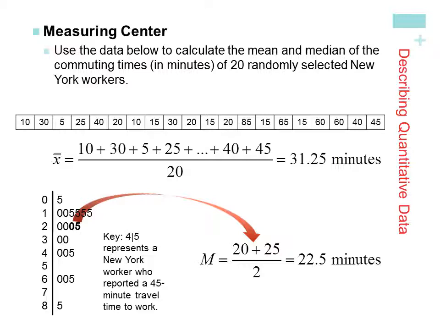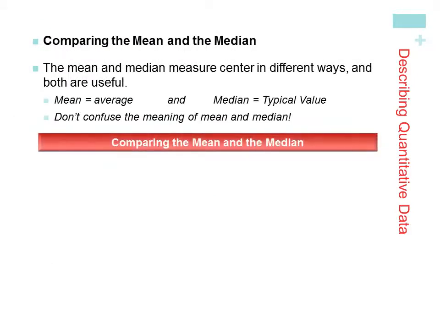These differ by about 10 minutes. That's a lot of time when we're talking about the measure of center. So which one of these two is going to give us a better measure of center? Okay, so the mean and the median both measure the center, but in different ways. Both are useful. We just have to decide for our given situation which one's more useful. So the mean, remember, is always the average. And the median, think of it as the typical value.